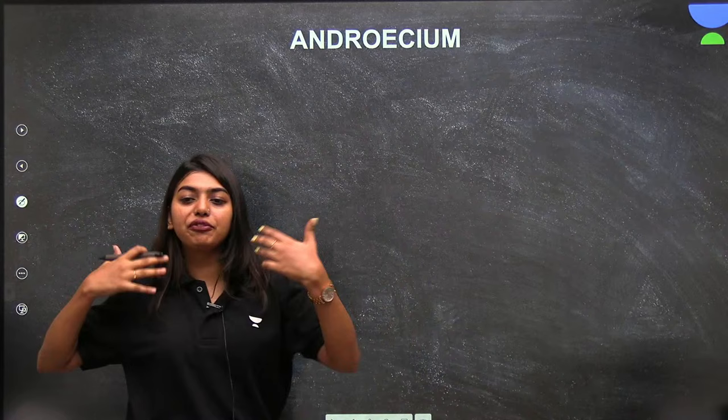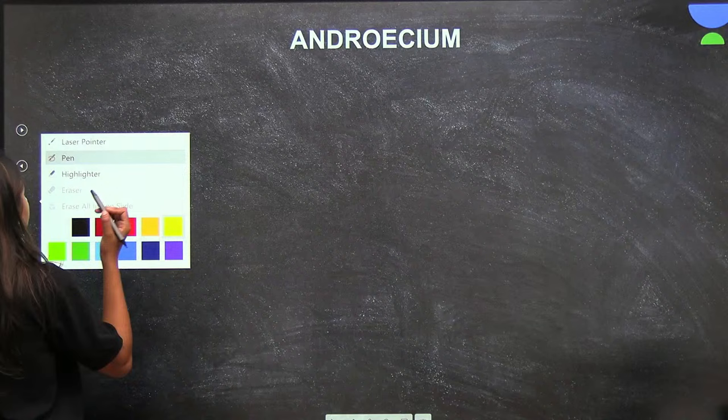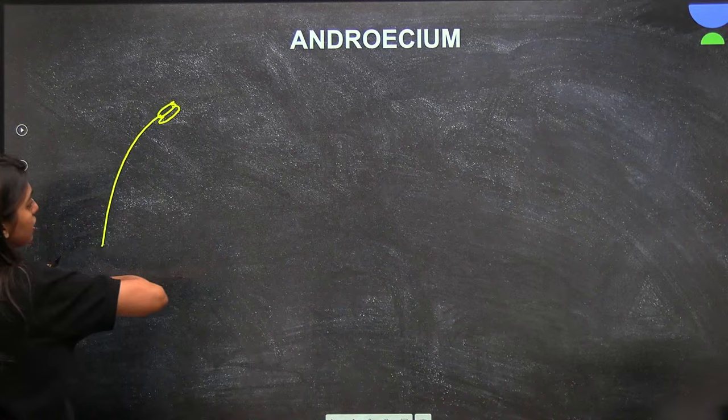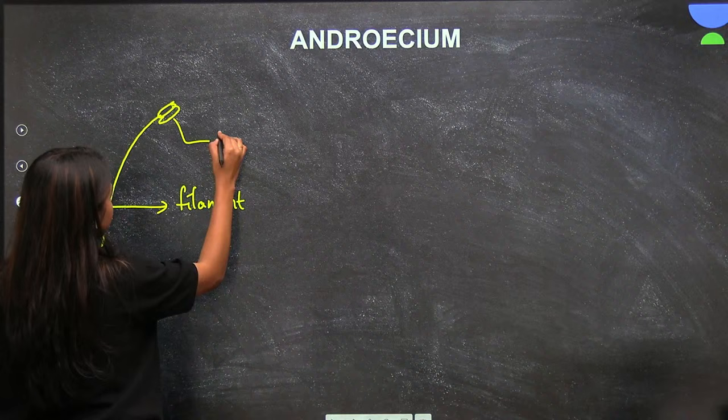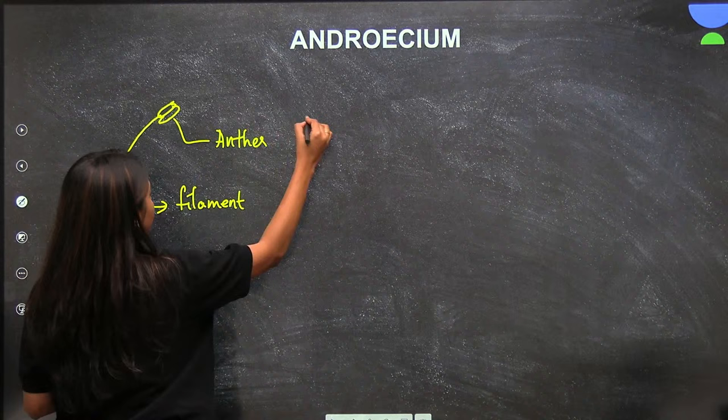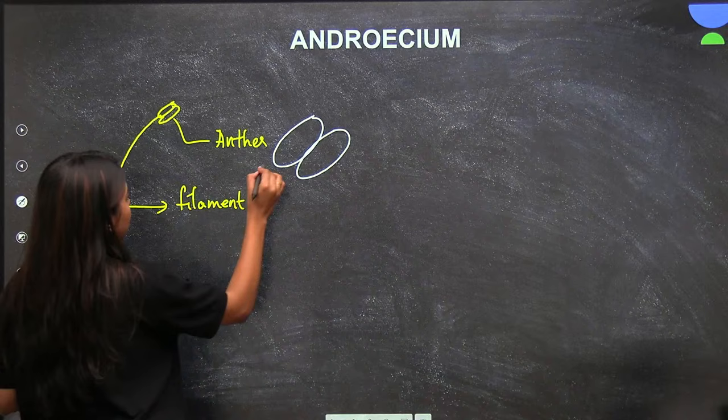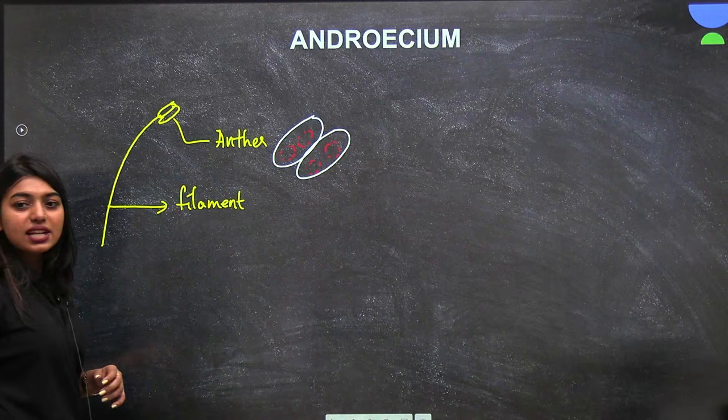Students, androecium. What do we know about androecium? We know that androecium is the male part, correct? So, this is your filament, right? This is your filament. This is your anther. If I magnify this anther, this is how your anthers are going to look. And inside the anthers, what am I going to see? Tell me quickly.